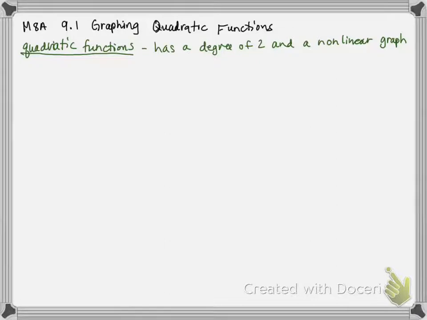And written in standard form. We talked about that in another lesson. And that looks like this: f(x) is equal to ax squared plus bx plus c. We talked about how those letters represent the quadratic coefficient is a, the b is the linear coefficient, and c is the constant.